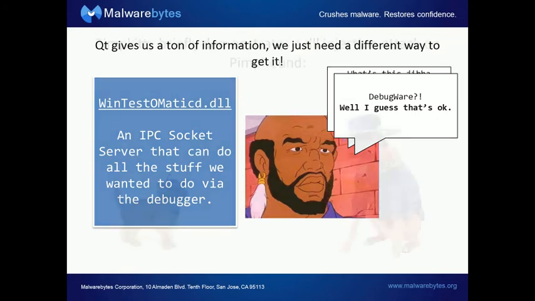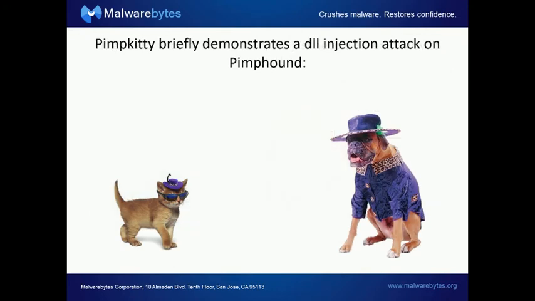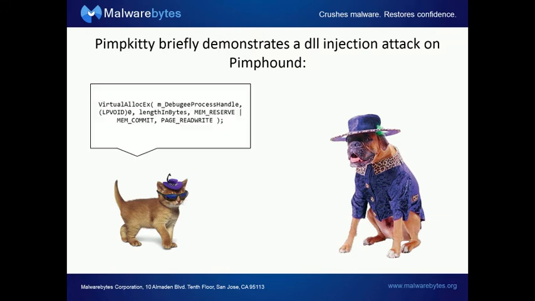And it is. So I'm going to give you a pretty quick demonstration using PimpKitty and PimpDog. PimpKitty can be our client running the testing scripts, and PimpDog can be Malwarebytes or any Qt application. So the first thing PimpKitty does is tell PimpDog, hey, allocate some memory for me. I just need a little string. He's already attached as a debugger to the process, and so he can now basically use certain WinAPI commands to tell him to change his behavior.